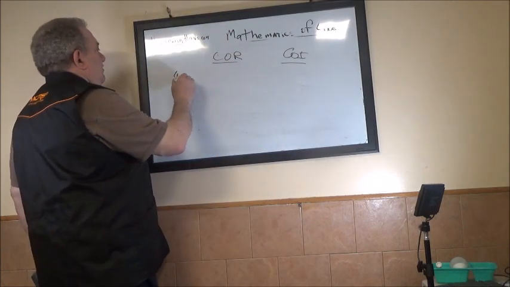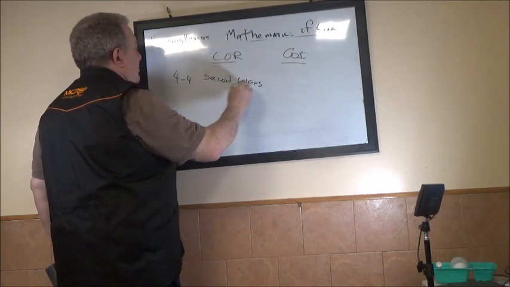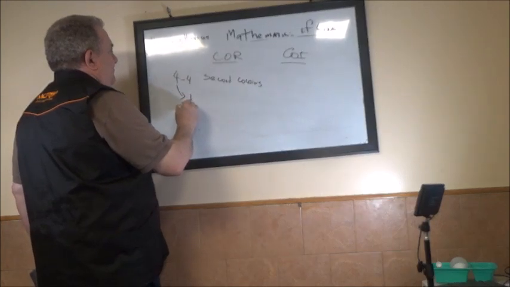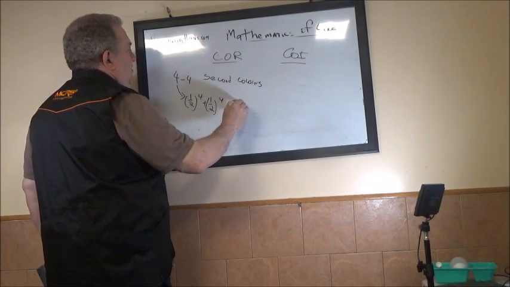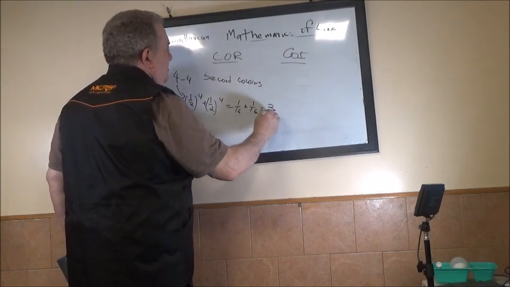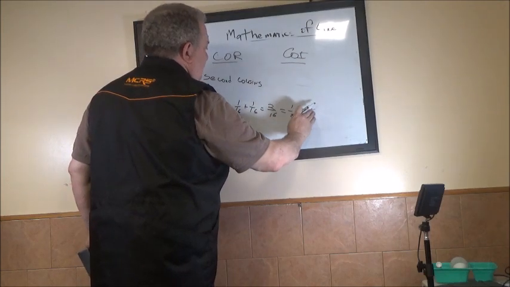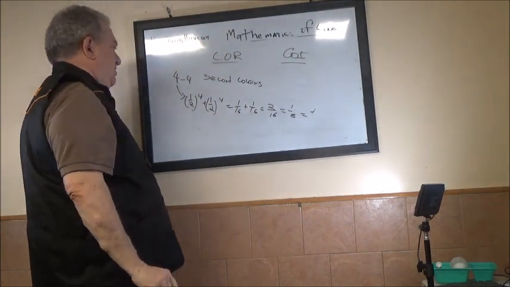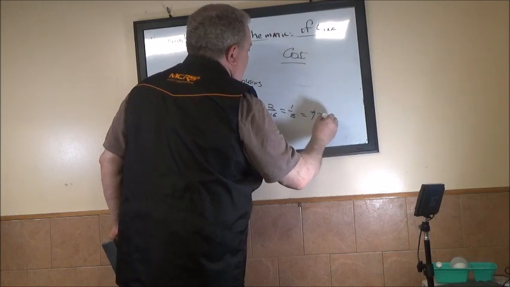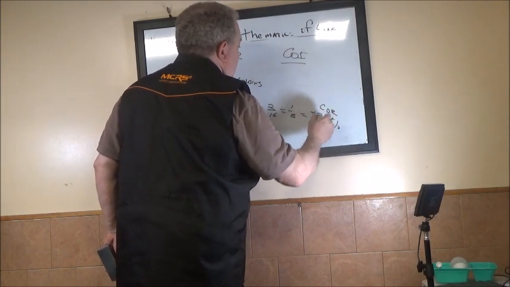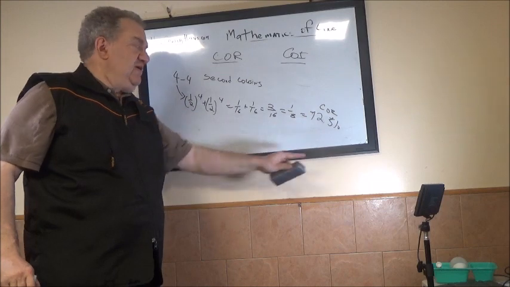4/4, second cousins. Well, same method. 1/2 to the 4th plus 1/2 to the 4th, which is 1/16 plus 1/16, which is 2/16, which is 1/8, which is 12.5%. Okay, that's the COR. So not a grandfather, a great-grandfather is 12.5% of all the genes in the great-grandkids. What's the COI?